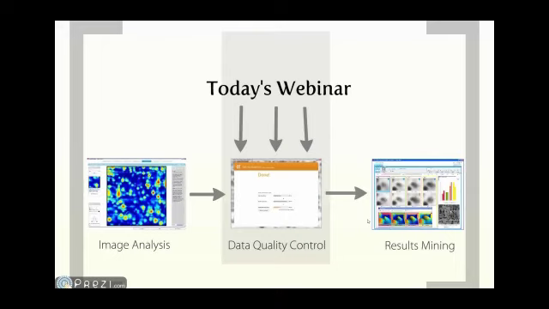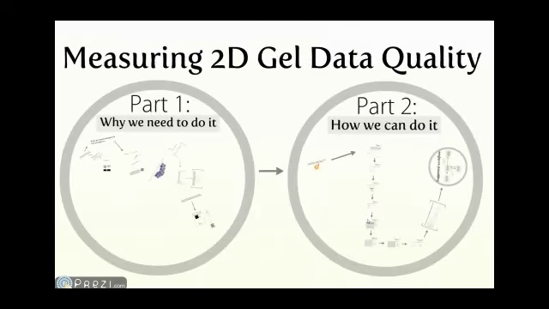Since we lost a few minutes in the beginning, I'm just going to dive straight in. The webinar about measuring 2D gel data quality we have divided into two parts. In the first part, we aim to answer the question why we need to do it, pointing out some common pitfalls, and also addressing the question what can be used as a relevant metric for 2D gel data quality, and why is it important to use it. The second part of the webinar will be focusing on the question how. How can you do it?